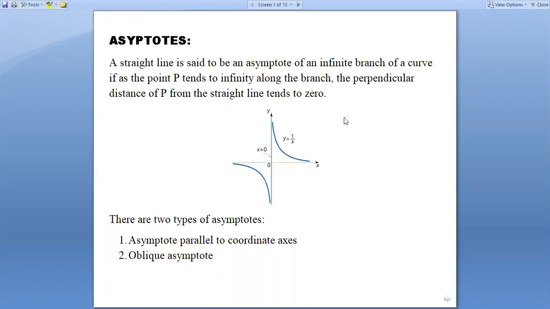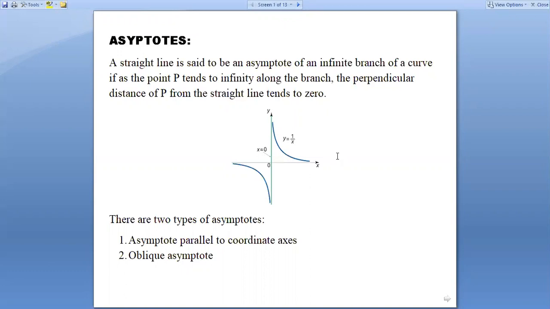So there are two types of asymptotes. The first one is the asymptote parallel to the coordinate axis, and the second is the oblique asymptote. When you look at this example, you have the curve y is equal to 1 by x. At this point here as well as here, the curve approaches the straight line y-axis and the straight line x-axis. So here the x-axis and y-axis are asymptotes to the curve y is equal to 1 by x.